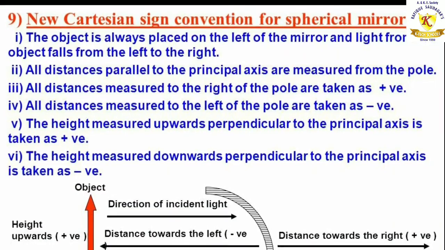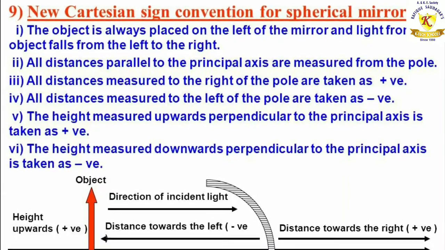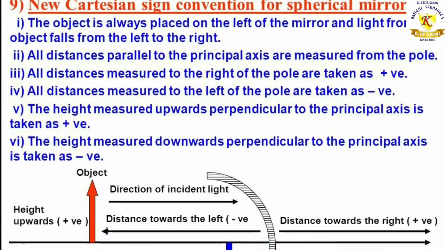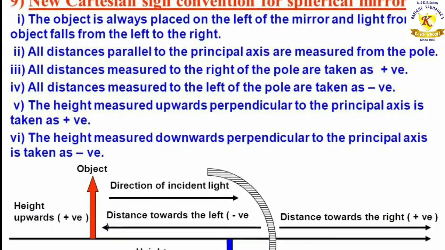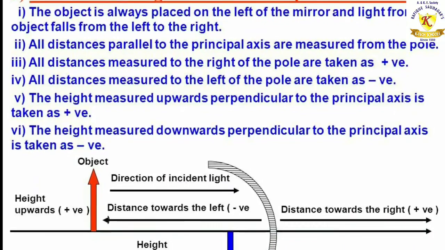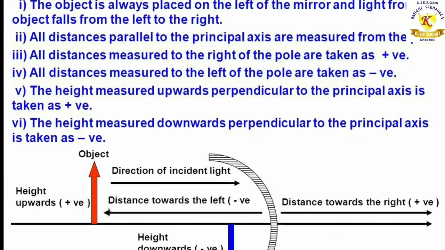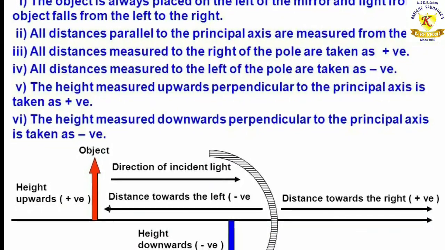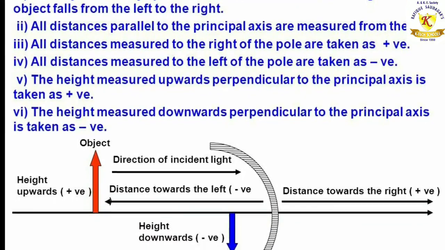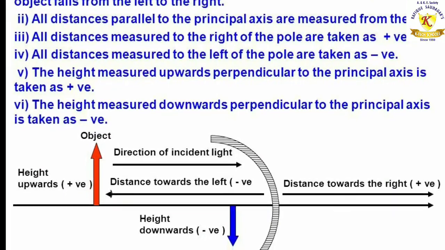Cartesian sign conventions for spherical mirrors. The object is always placed on the left of the mirror and light from the object falls from the left to the right. All distances parallel to the principal axis are measured from the pole. All distances measured to the right of the pole are taken as positive, and all distances measured to the left of the pole are taken as negative.